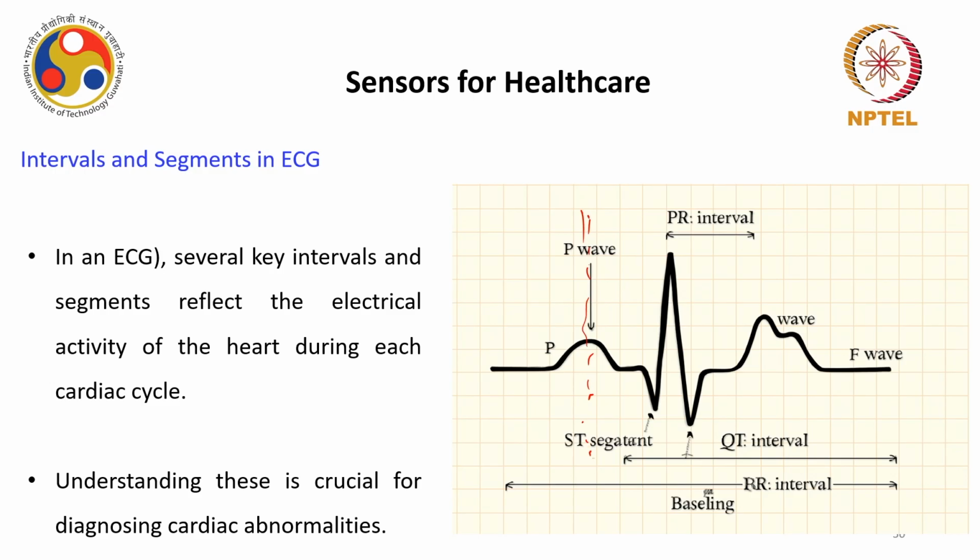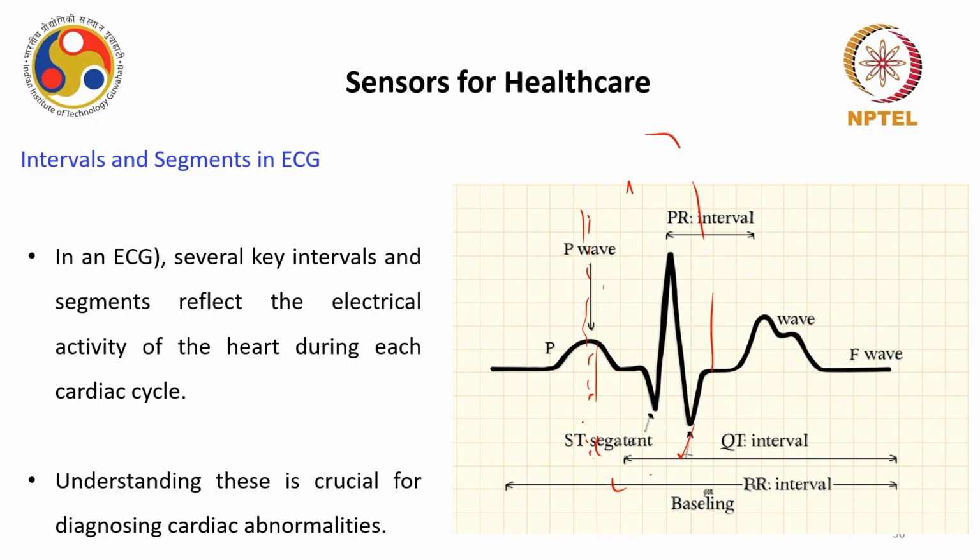We will see what the segments are. You have ST, QT, RR, different segments. And then this part is the QRS complex. So, along with these waves you have different intervals and segments between two different waves. We will see what those segments are.